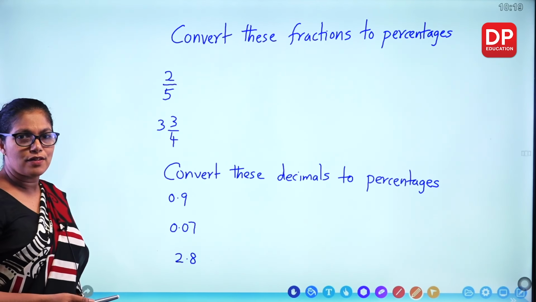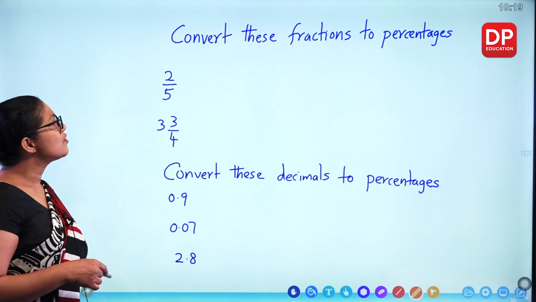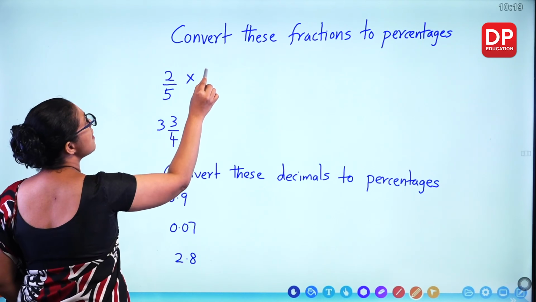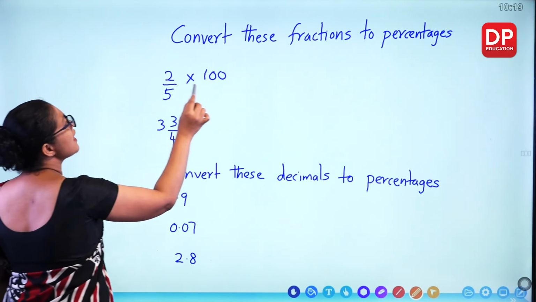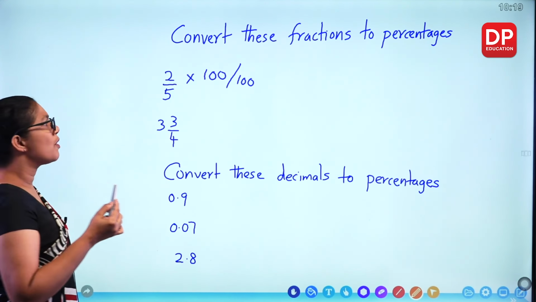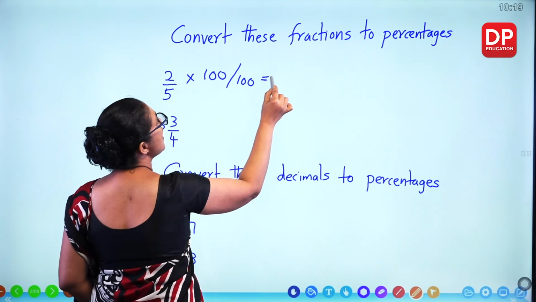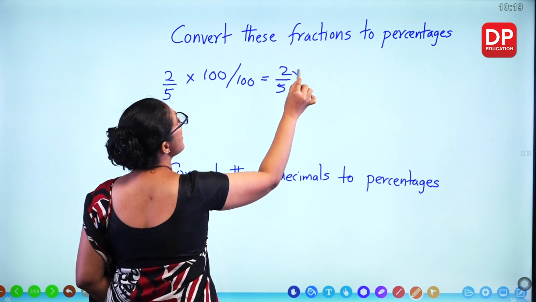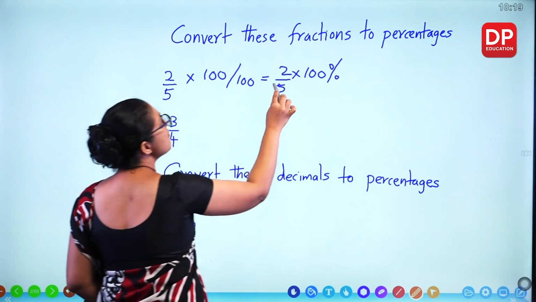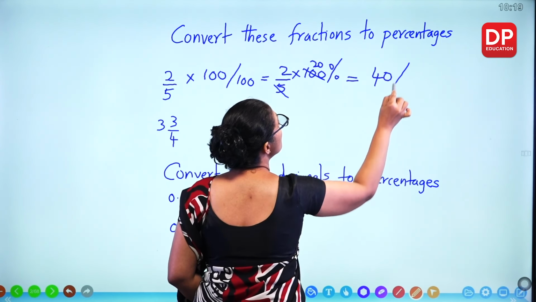2 over 5. When you want to convert to a percentage, you need to take the denominator 100. So I'm trying to multiply this by 100. In order to get cancelled, I'm dividing by 100 as well. Actually, dividing by 100 means percentage sign. So I can write this one as 2 over 5 times 100 as a percentage. Then you can simplify 5 times 20, 20 times 2. This is equal to 40%.